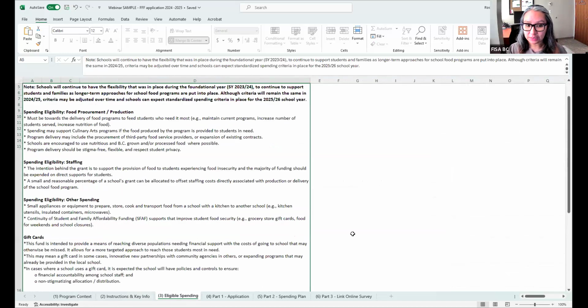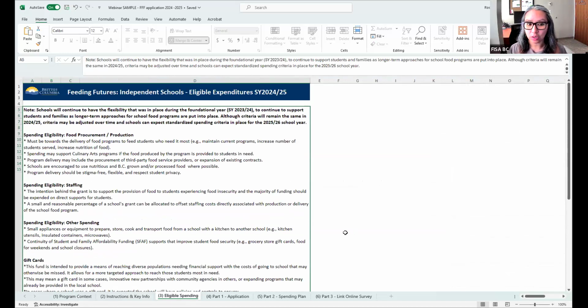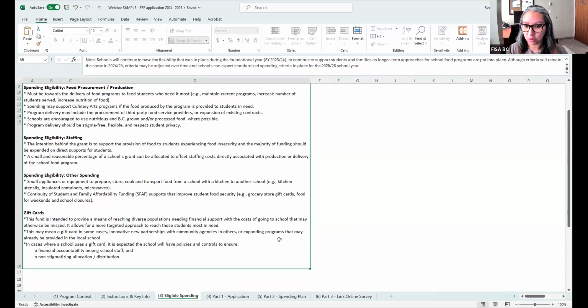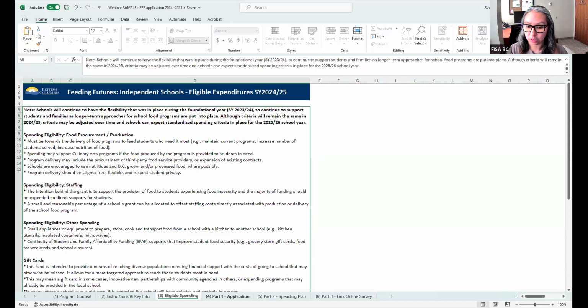Tab number 3 is eligible expenses spending. So you will see what is allowed and what is not. Just to make sure, we are still allowed to use gift cards this year. Of course, we are moving towards some kind of food program, but don't feel worried about this. We still have the opportunity to use gift cards if that's part of your food program this year. You can spend a little bit more time on what the expenses are, but actually they are very similar to what we used this year with Feeding Futures.